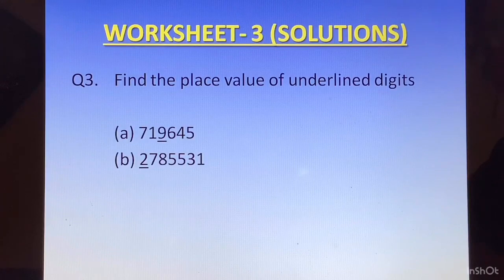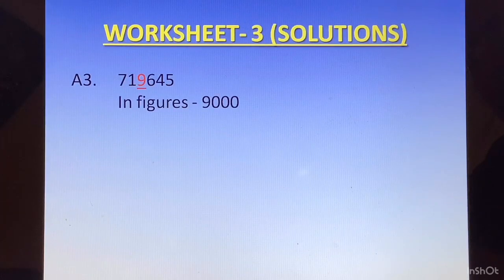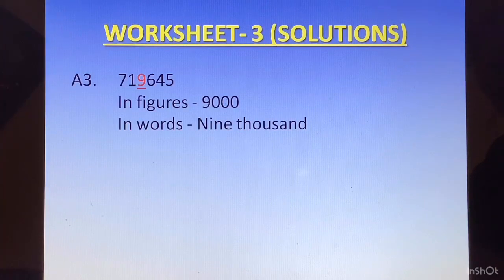Question 3. Find the place value of the underlined digits. Now here neither words nor figures are specified. You can do it in any form. Here the underlined digit is 9. So we will copy 9 and after 9 we have 3 digits. So we will write 3 zeros. So in figures we have 9 followed by 3 zeros. You can also write it in words. It is 9,000. These are the two possible ways of answering this question.